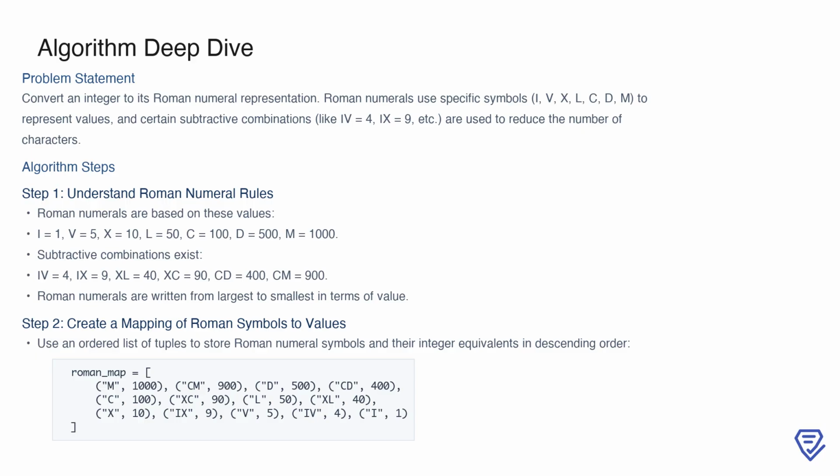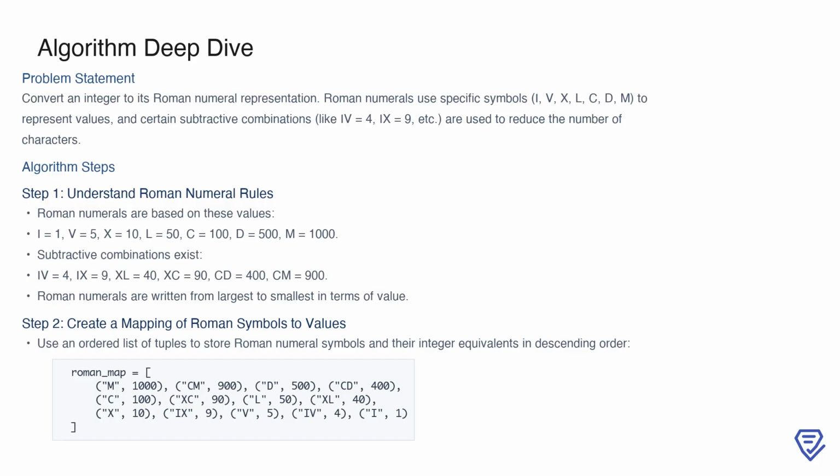In this problem, the task is to convert an integer into its Roman numeral representation. Roman numerals are based on specific symbols, such as I, V, X, L, C, D, and M, which represent values like 1, 5, 10, up to 1000. Additionally, there are subtractive combinations like IV, which represents 4, and IX, which represents 9. These combinations help reduce the number of characters needed. The key rule to remember is that Roman numerals are written in descending order of value, starting with the largest.